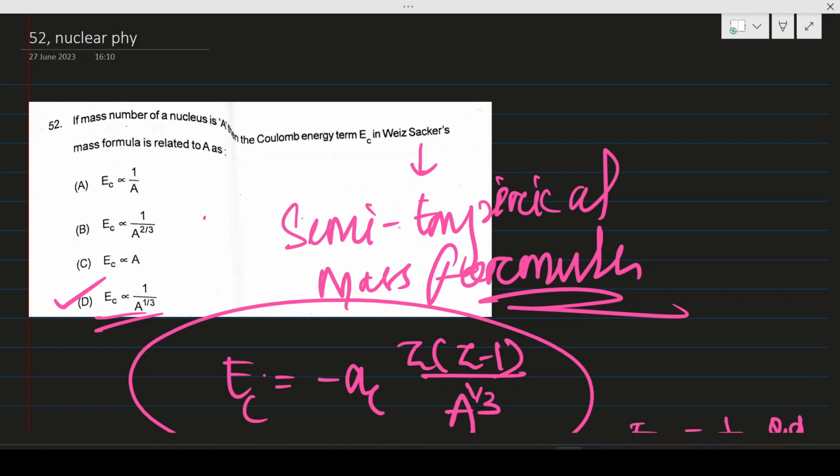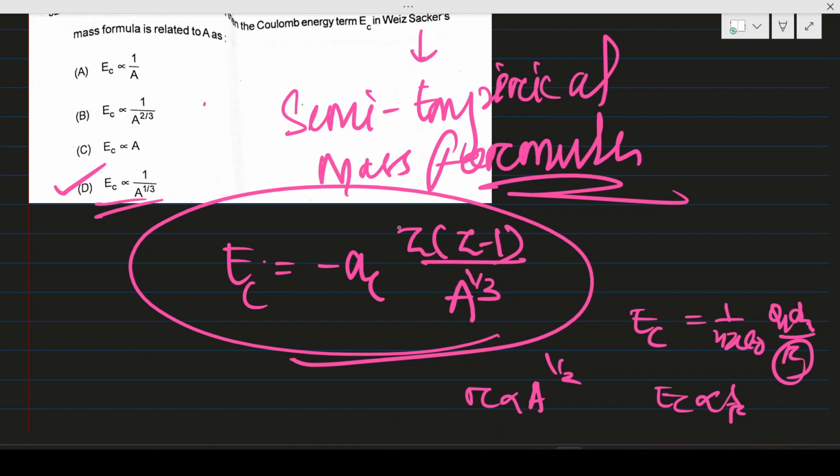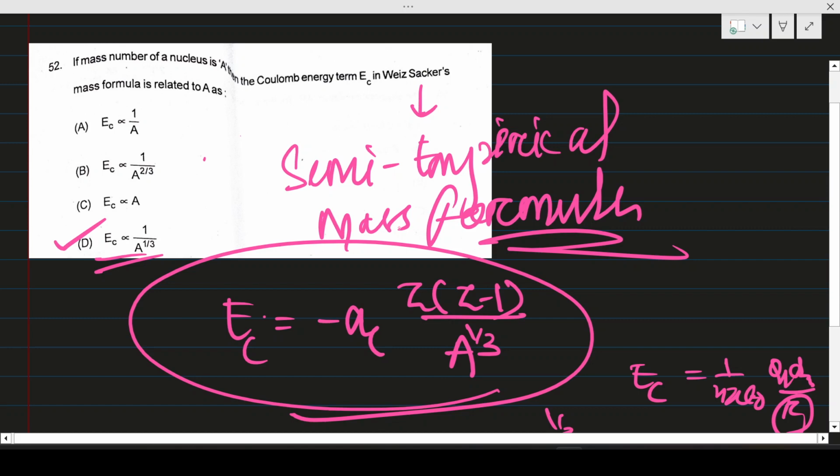So the Coulomb energy in the semi-empirical mass formula is EC equal to minus a_C Z(Z minus 1) divided by A to the power 1 by 3. So basically EC will be proportional to 1 by A to the power 1 by 3. If you don't know this, just know this thing.